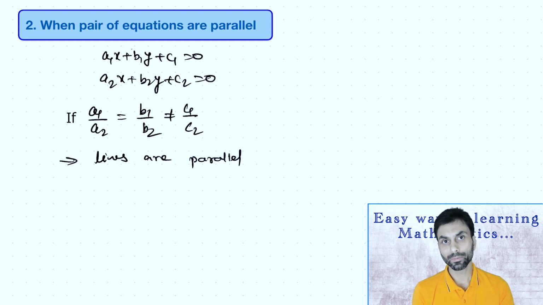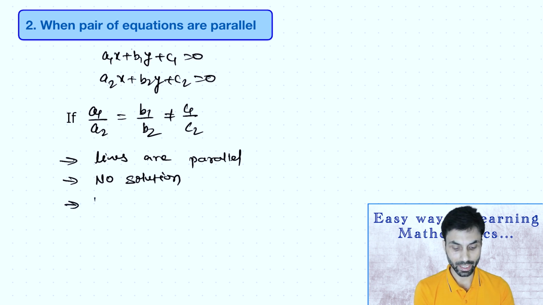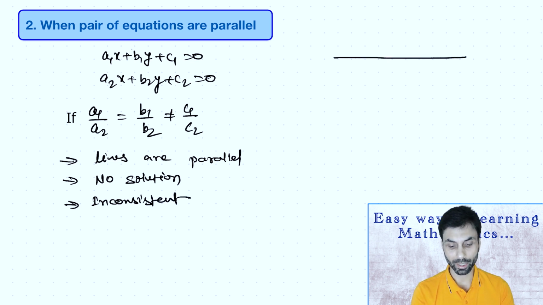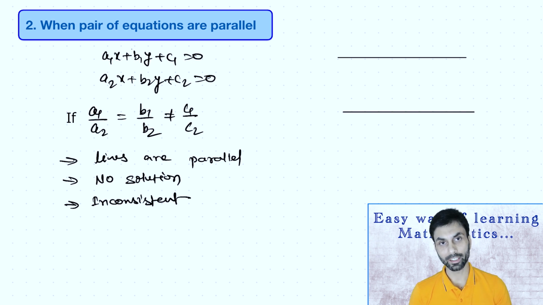then we can say that lines are parallel. And now, since lines are parallel, we know that they will never intersect each other, which means we can say that it has no solution. And since it has no solution, we can say it is inconsistent. When we draw this system of equations, they will represent a pair of parallel lines. So this is the condition for parallel lines, which we'll again be using to solve the questions.